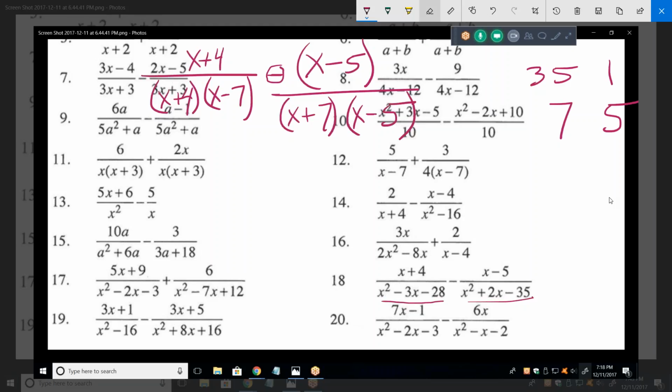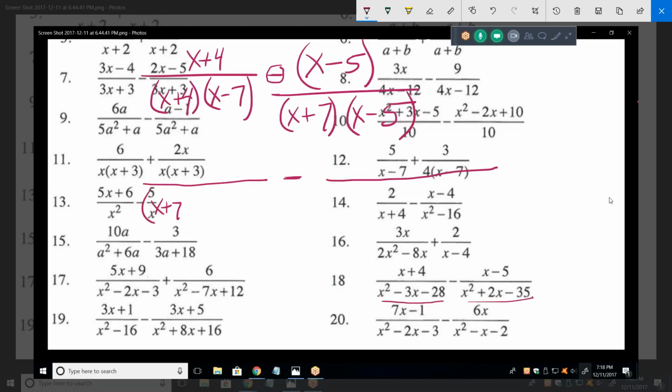All right. So now, what's a common denominator? x plus 7 times x minus 5 times x plus 4. Good. Write that in both places. That's my first step, and now it's going to be really easy to figure out what the numerator needs to be.